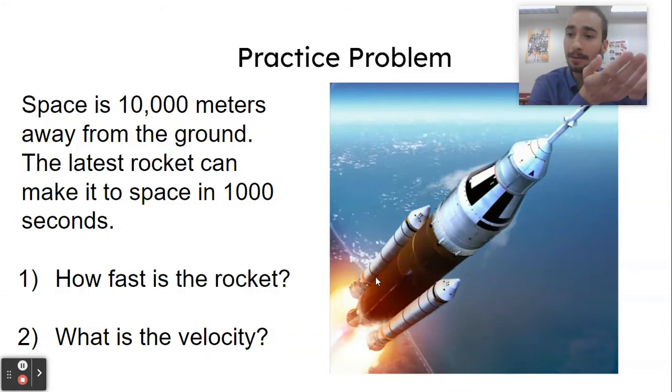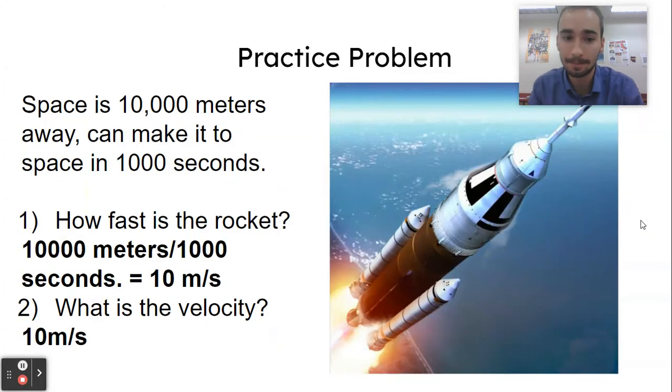On the right side of your notes, you can draw a spaceship. On the left side, you could show your work for how you got the speed and the velocity. And since it is going up, the answer for velocity should be positive as well.